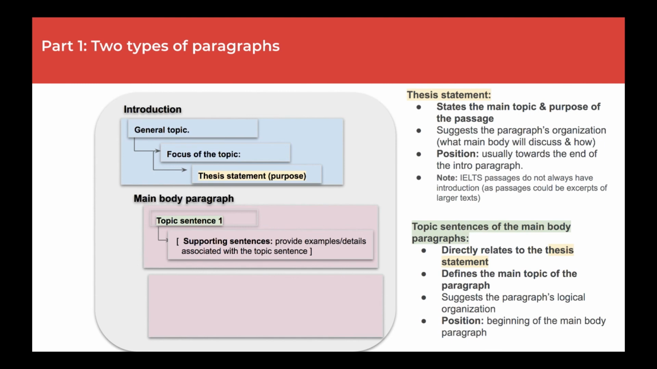In the main body paragraph, the topic sentence is usually located at the very beginning. It may not necessarily be the first sentence, but it could be in the first couple or 3 sentences. And it's very important that you find it and you analyze it so that you know what the rest of the paragraph will be about.